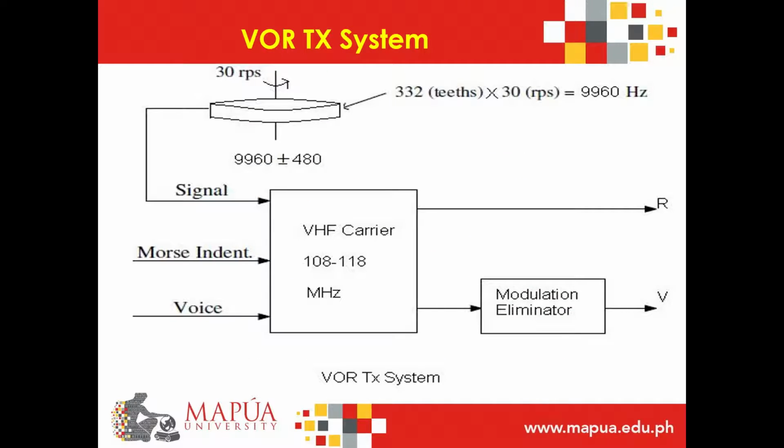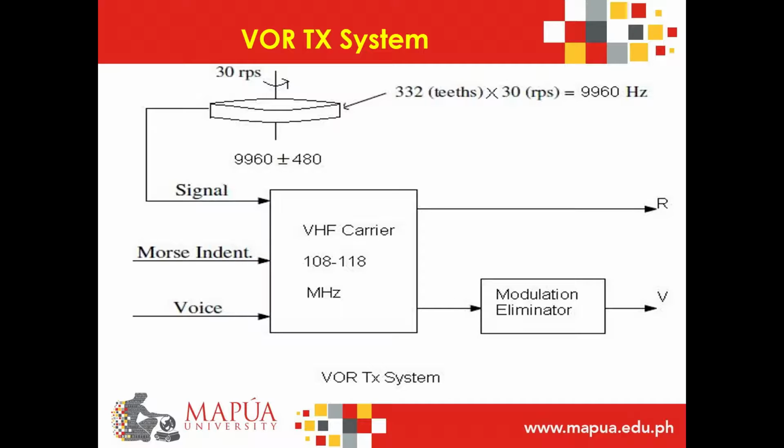In the figure, I will show you a VOR transmitter system. For approach navigation, it uses frequency 108 to 112 MHz. For short-range navigation, it uses 112 to 118 MHz. Two channels are emitted at the same time with the following characteristics.